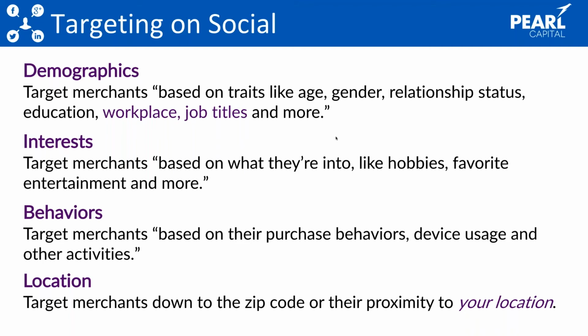Behaviors are another thing that I find are great. So for instance, device usage and purchasing behaviors. If you find out that people are buying certain items, if they have purchased a new credit card machine, you can target in on that type of stuff. And then of course, location, down to the zip code. That's how accurate most social networks are.